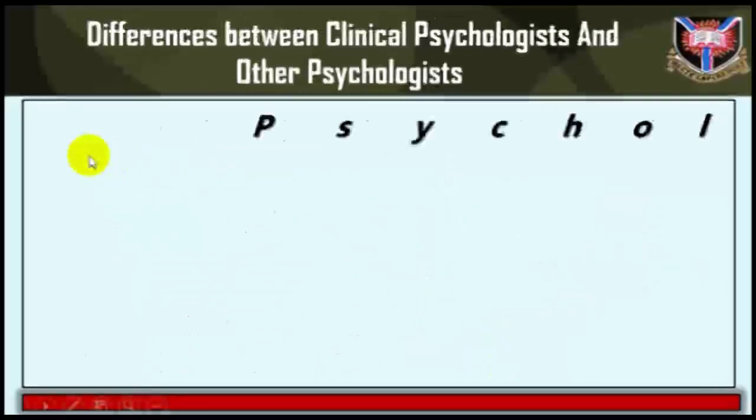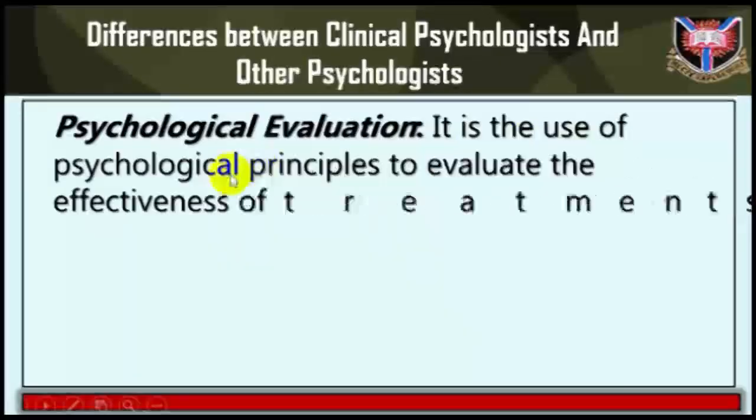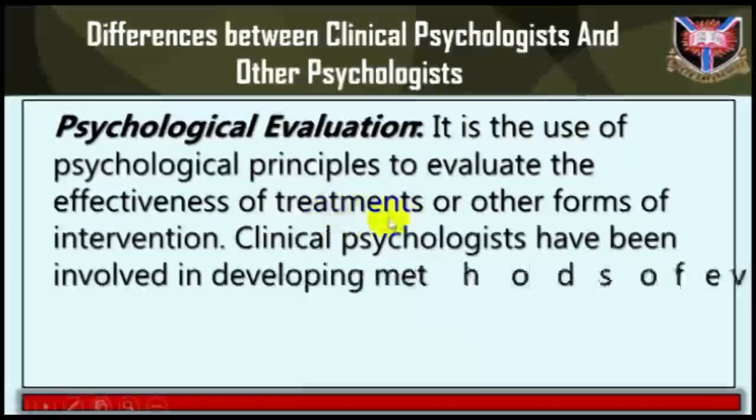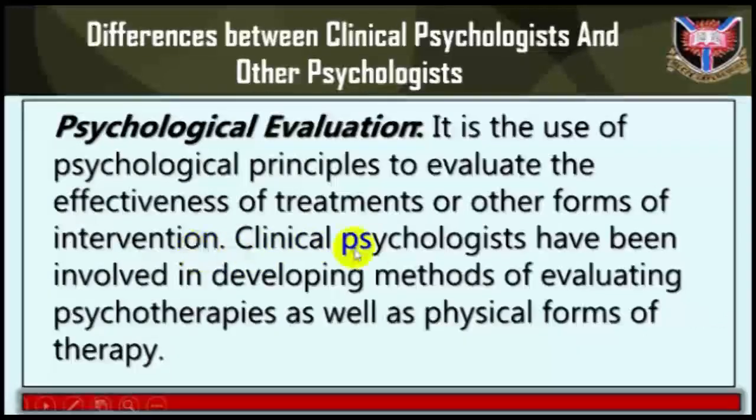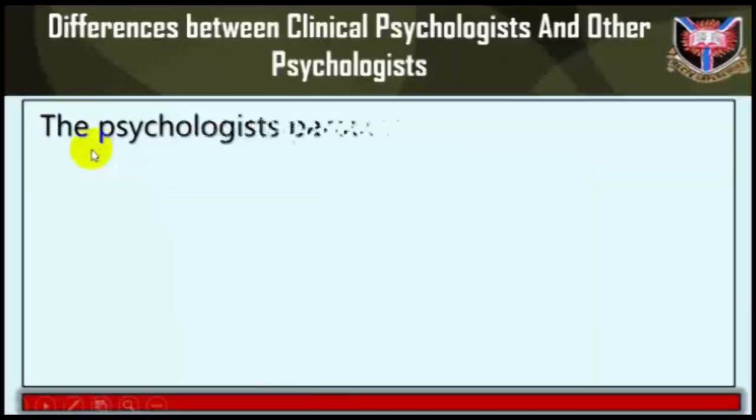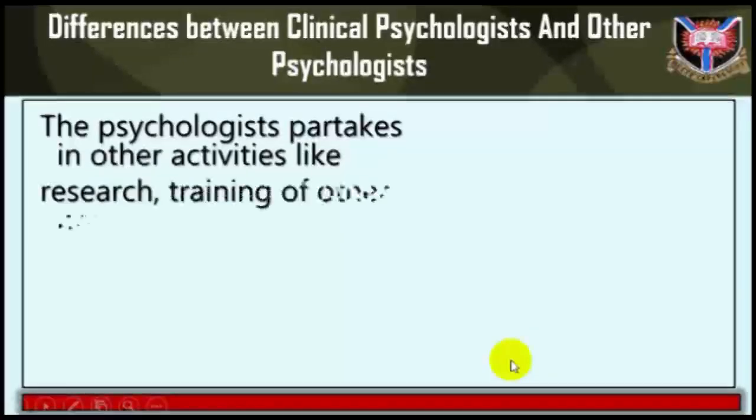3. Psychological evaluation. It is the use of psychological principles to evaluate the effectiveness of treatment or other forms of intervention. Clinical psychologists have been involved in developing methods of evaluating psychotherapies as well as physical forms of therapy. The aforementioned are the main activities of clinical psychologists.